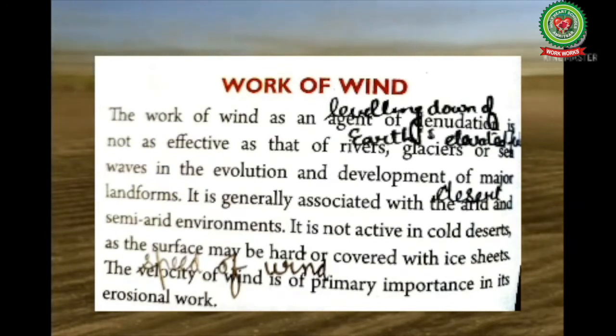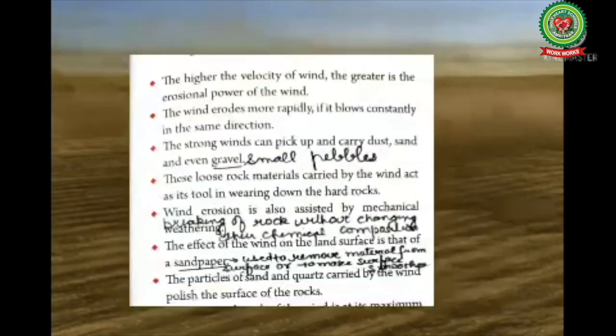The velocity of the wind, means the speed of the wind, is of primary importance in the erosional work. The work of wind as an agent of denudation is mostly effective where there is less obstruction in the path of wind. The higher the velocity of wind, the greater is the erosional power of the wind. The wind erodes more rapidly if it blows constantly in the same direction and if it faces less obstruction. The strong winds can pick up and carry dust, sand and even gravel. Now gravel here means pebbles.